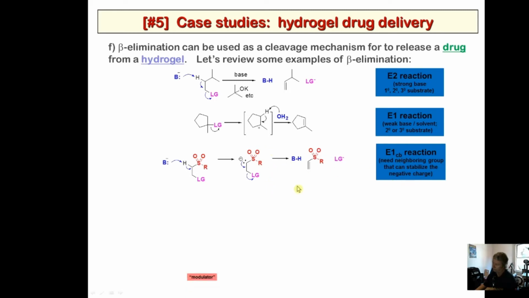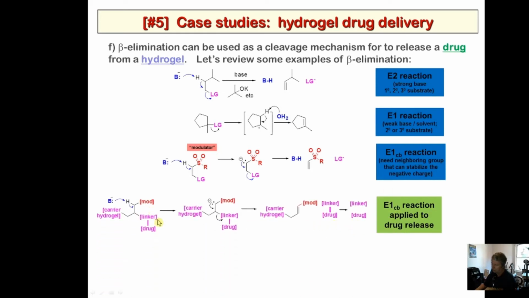Okay, and then we're going to call this thing up here, in this case a sulfone or sulfonamide or something, a modulator, because this can be varied. Depending on the electronic properties of this modulator, it can affect the speed of this reaction because it'll affect the stability of the negative charge, right? So what we're going to do now is E1CB reaction applied to drug release.